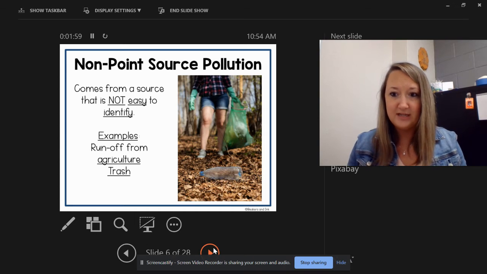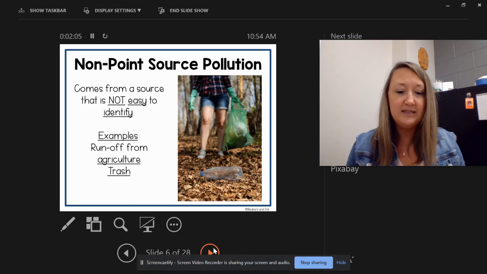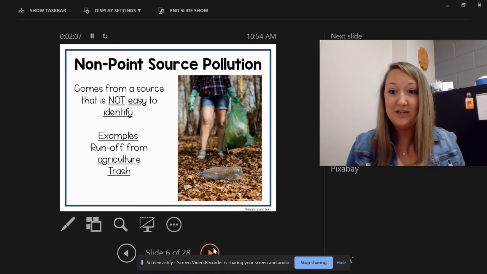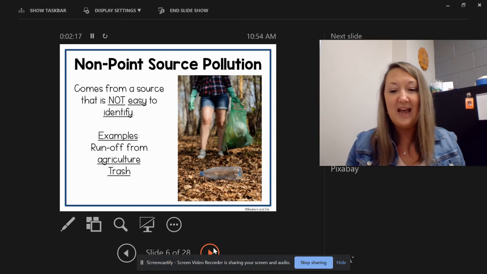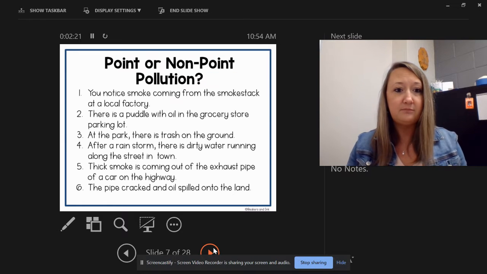When we were talking about watersheds yesterday, we talked about that runoff from maybe a farm or facility that gets into the waterways. Trash in the ocean is a non-point source pollution. We can't really pinpoint where it's coming from, right? We know there's a variety of places that it comes from. So non-point source pollution doesn't have an easy identifiable target for where we need to fix something.